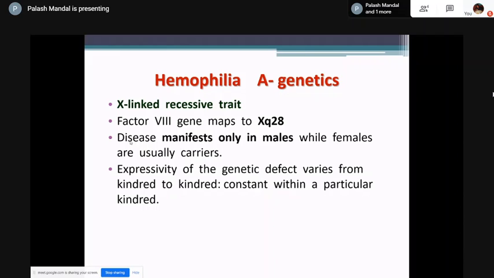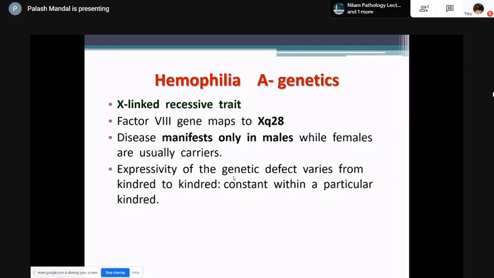As we have already told you, it's an X-linked recessive trait found at Xq28, that is the long arm of the X chromosome. The disease manifests only in males because it's a recessive disorder, and males have X and Y while females have two X. So it manifests mostly in males, while females are carriers. But we will see that females can also be affected, as we will come to shortly.